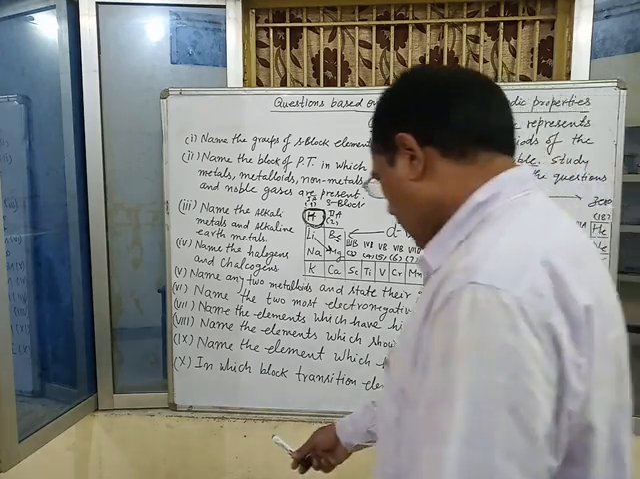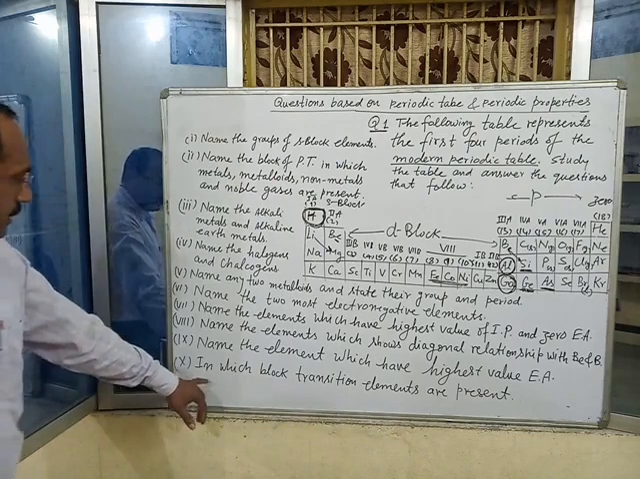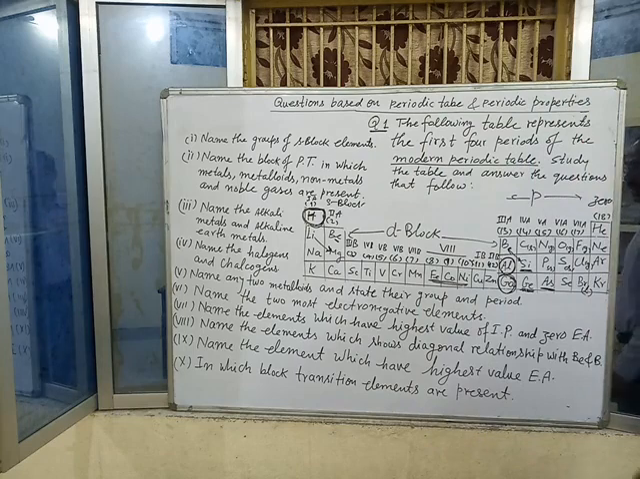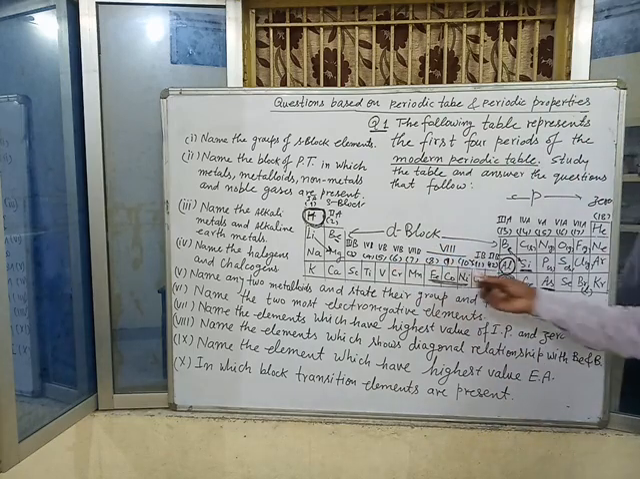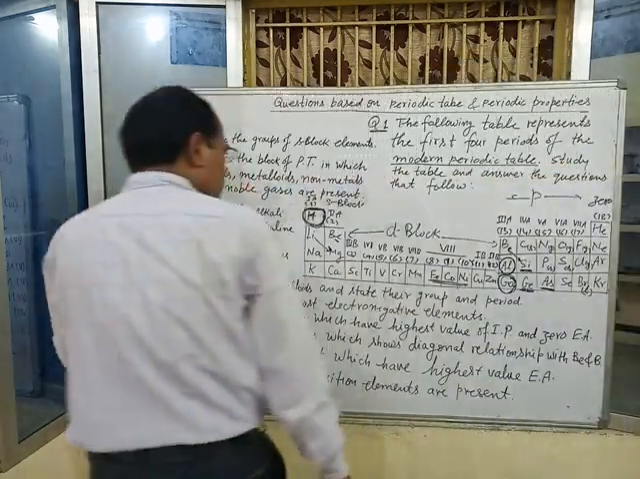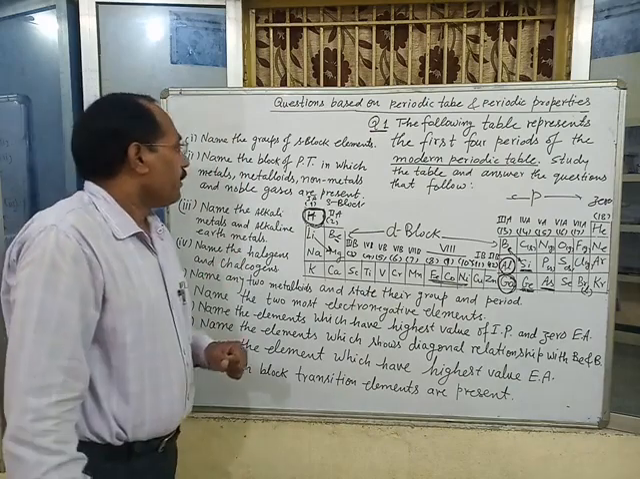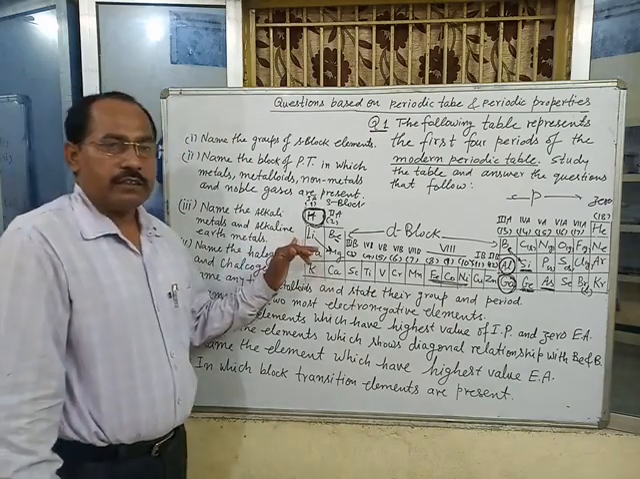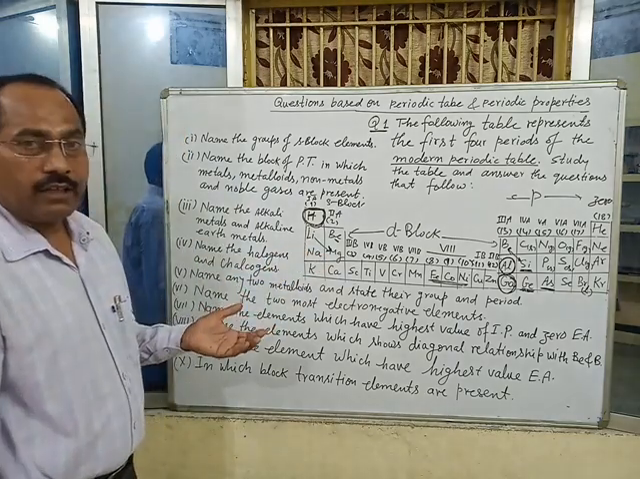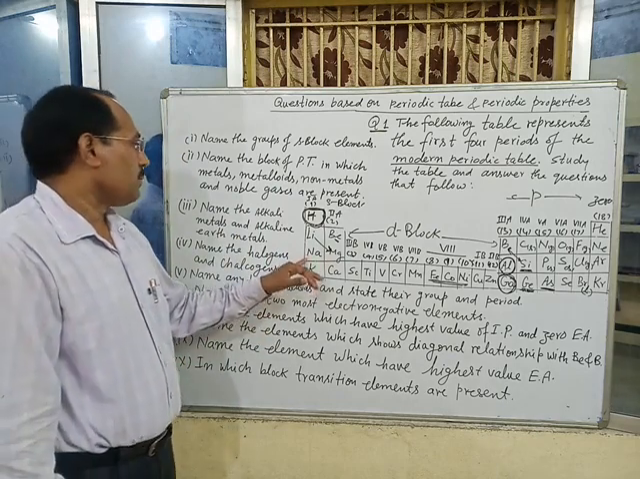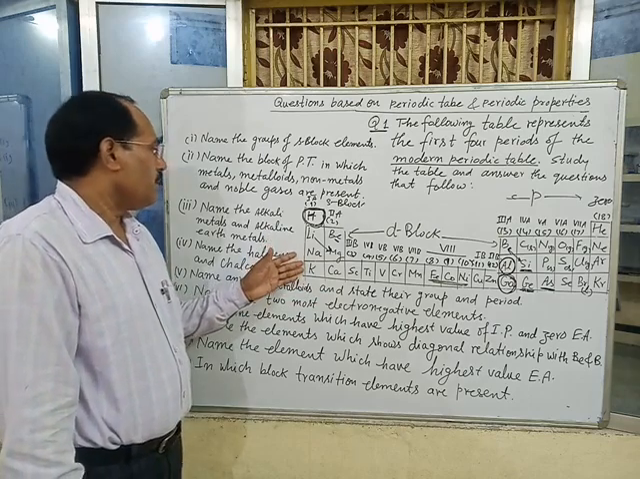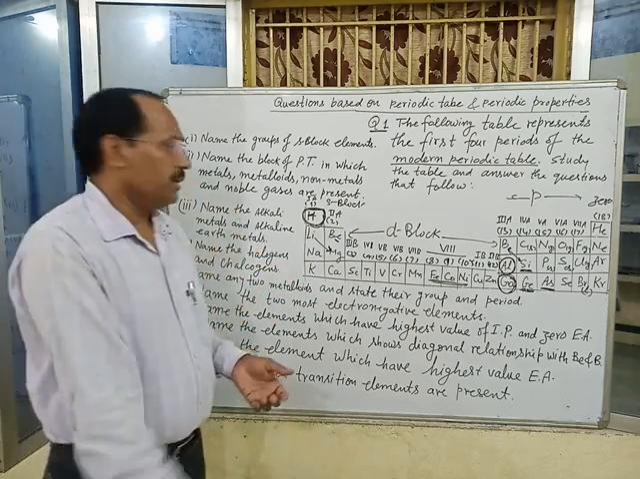And last question, in which block are transition elements present? This is D block. All the D block elements are known as transition elements. Just like this, so many questions may be asked. For example, name the lightest and hardest alkali metal. Your answer is lithium. Name the softest metals of the periodic table. Potassium and sodium. Potassium is softer than sodium. These two metals can be cut with a knife.